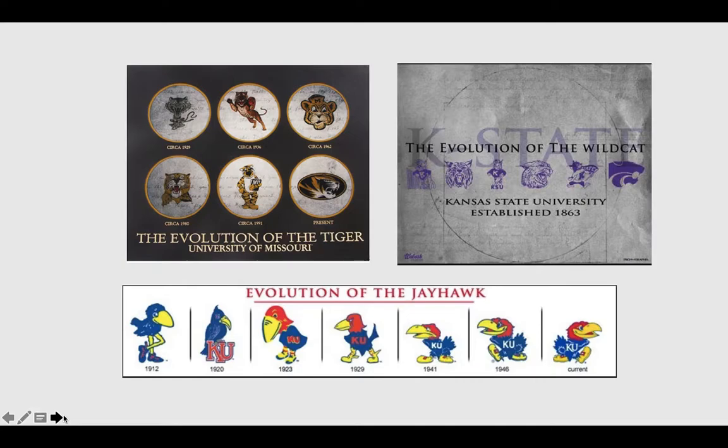Here's some other ones you might be familiar with. So not sure which team you support, so I threw all three of these up here. So we have the Missouri Tigers, K-State Wildcats, and the KU Jayhawks. So these are all mascots. You can see how they've changed over time. And notice the color schemes again, very purposeful, very minimum.